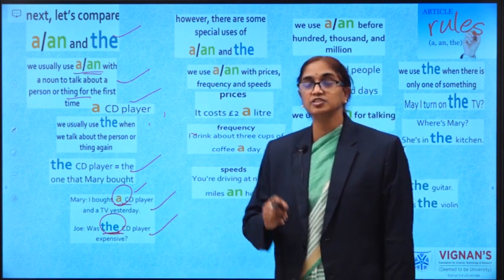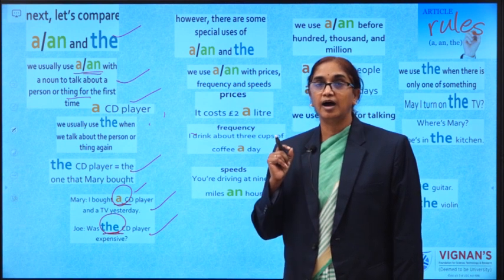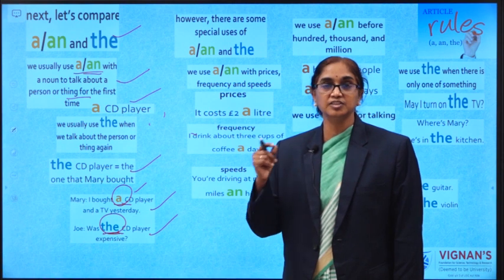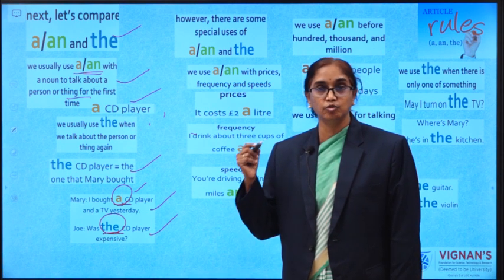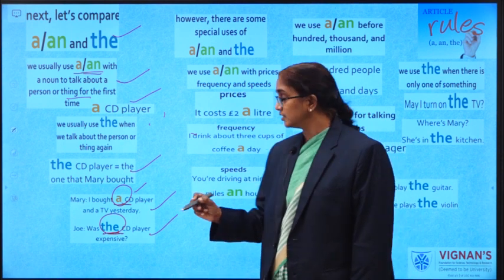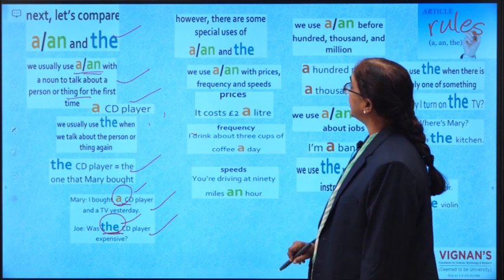So, when a subject is being mentioned for the first time in a general sense, you will use the indefinite article a or an. And when it is being mentioned or referred to again, the subject is already understood, is contextualized, then we use the definite article the. Please keep this in mind.